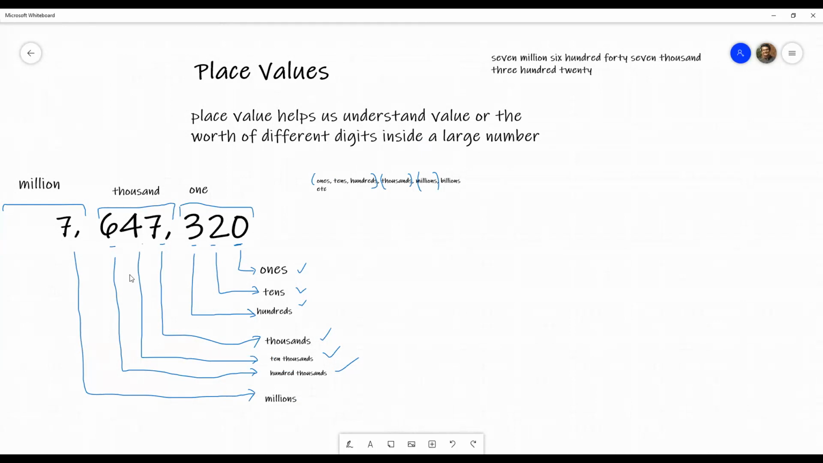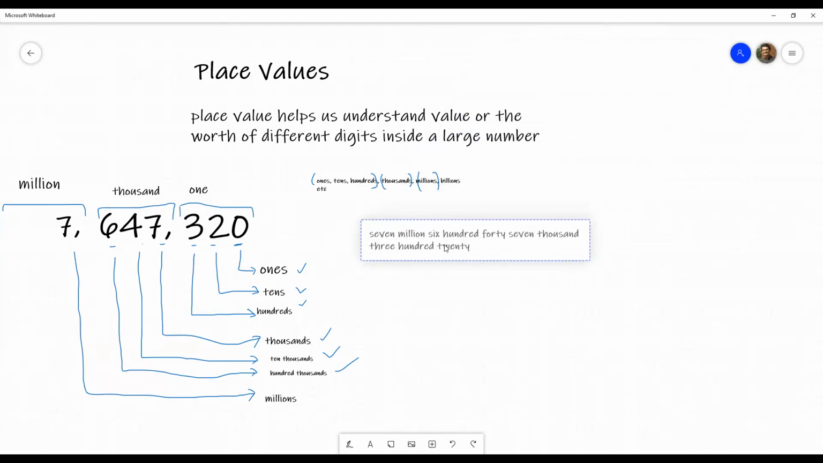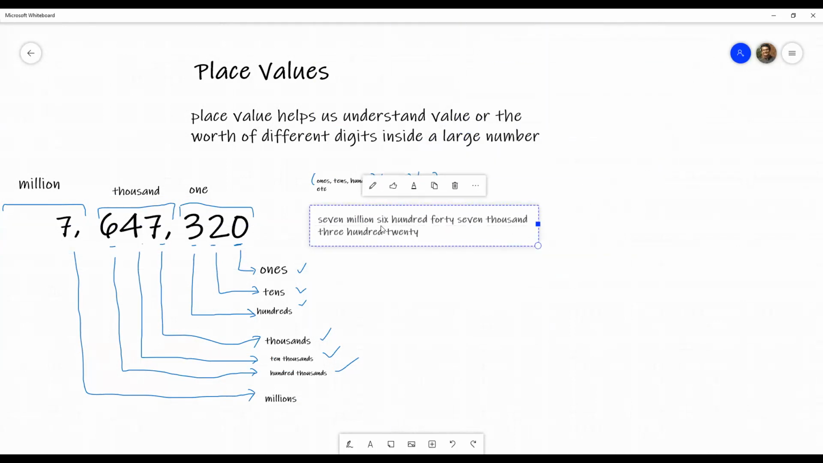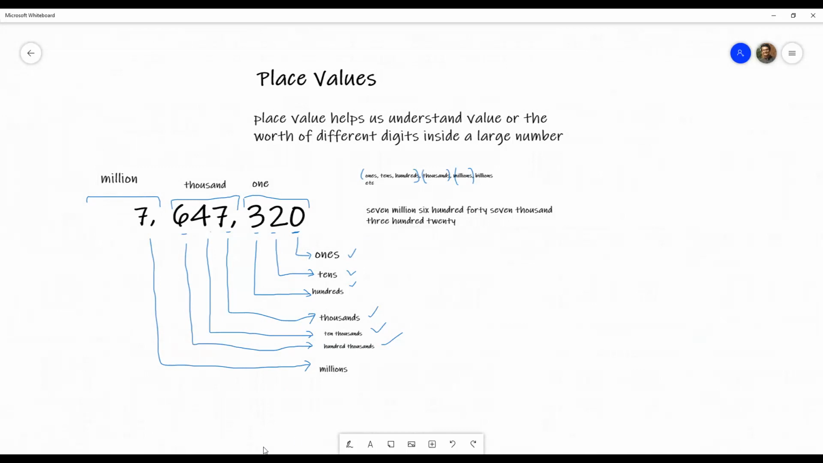And after that, all the place values, we can write it like this: 7,647,320. Okay. And then let's see, what do we have? We can do some worksheets today.